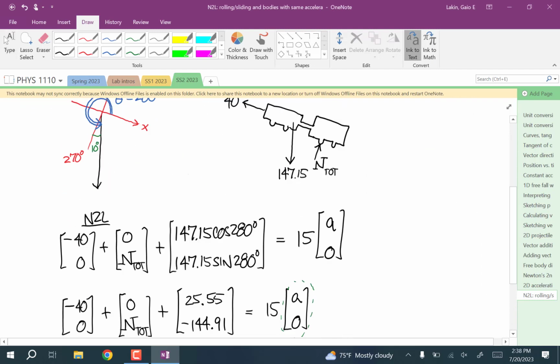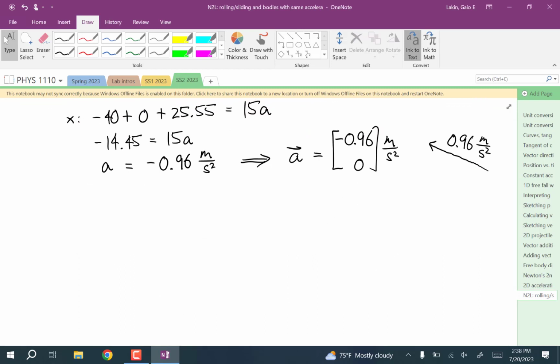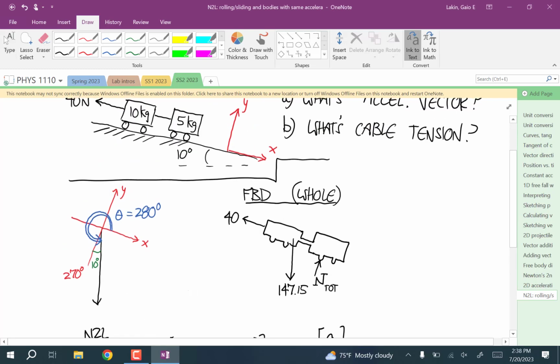Now the second part is we want to calculate this cable tension. So just think for a second, how are we going to do that? What are we going to isolate now? The answer is, in this case, we can isolate either one of those two individual carts to get that. Which one do I want to do?